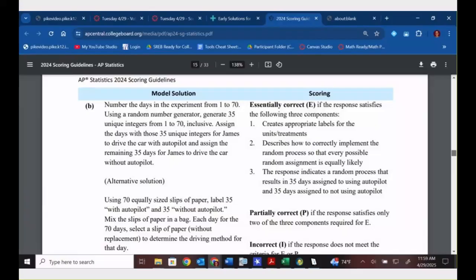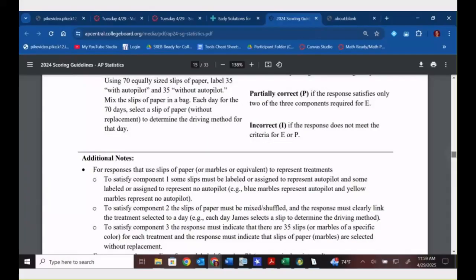Make sure that they have some way of labeling the experimental units and talking about that random process. There was another way that I have seen other than a random number generator that could be used. If you look at this solution here, they're talking about 35 slips of paper that say with autopilot and 35 slips of paper that say without autopilot. And then it would be put into a bucket, a hat, a container. You have to talk about it being random, so you have to talk about it being mixed up if you're going to talk about those slips of paper. Yes?